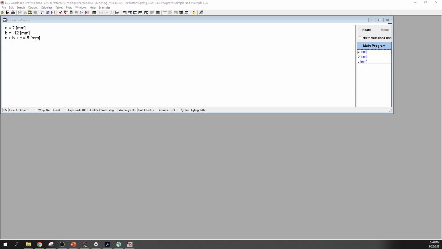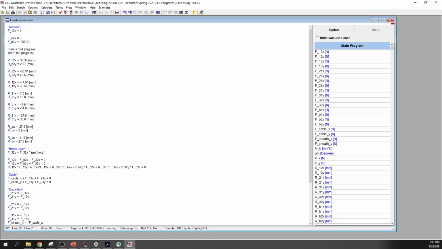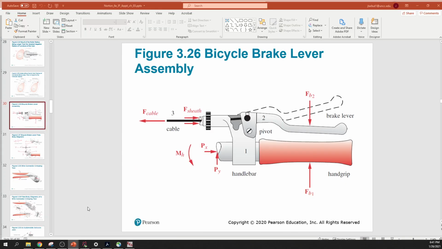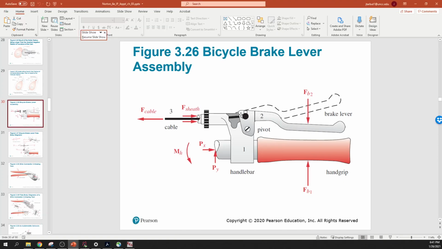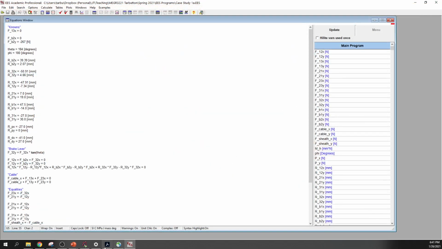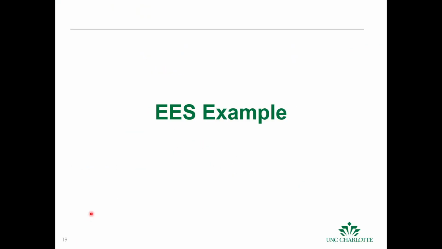All right, and then we're going to open up this program that I put together for the example for the static case. Okay, so this is the case study 1A, and it looks like a lot, but if you look through the example for the case study for 1A, what we're looking at here is this example.